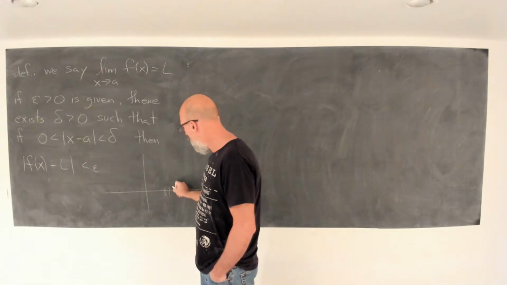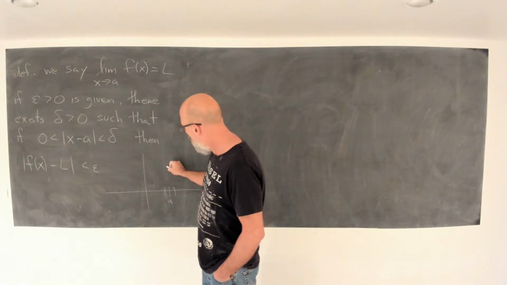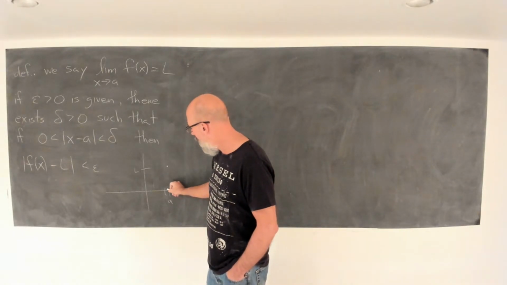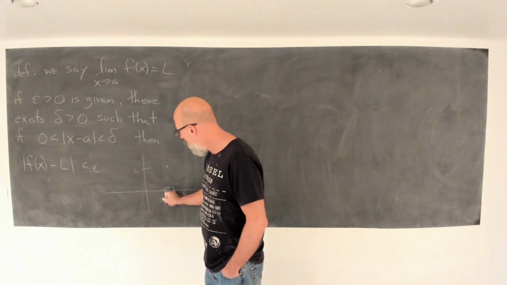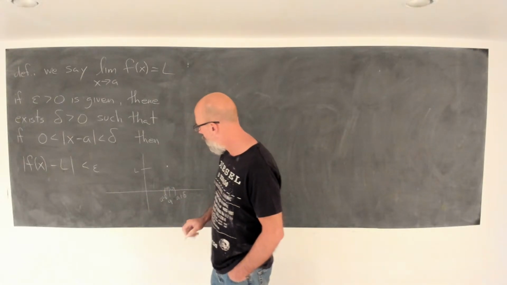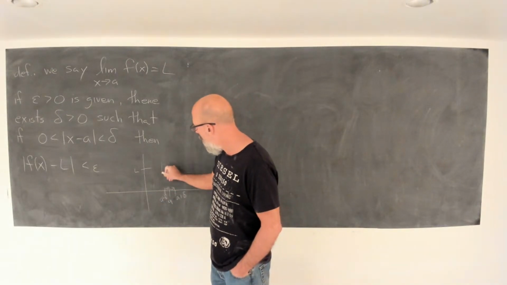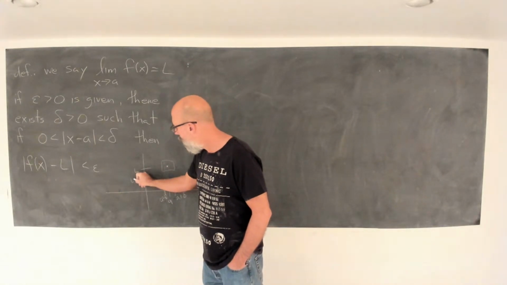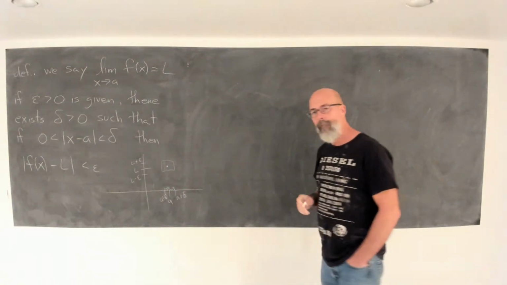Graphically, what is happening, if you have an a and we're saying the limit is L, in other words, if you take any x in the interval a minus delta to a plus delta, a distance of delta around a, this gets mapped to values close to L. That's what we're saying.